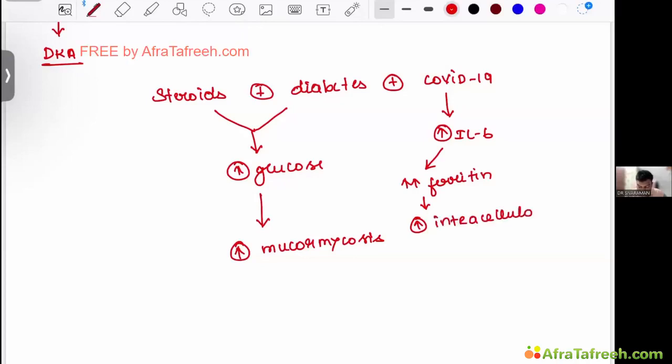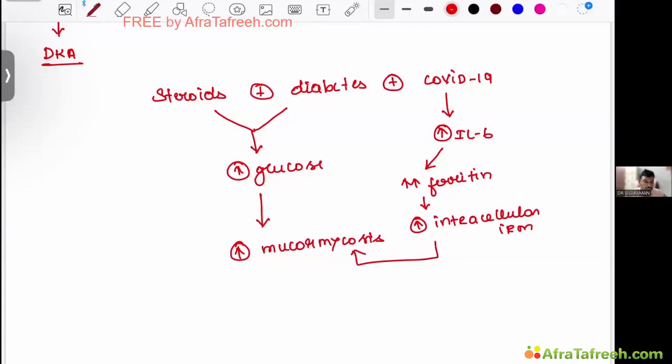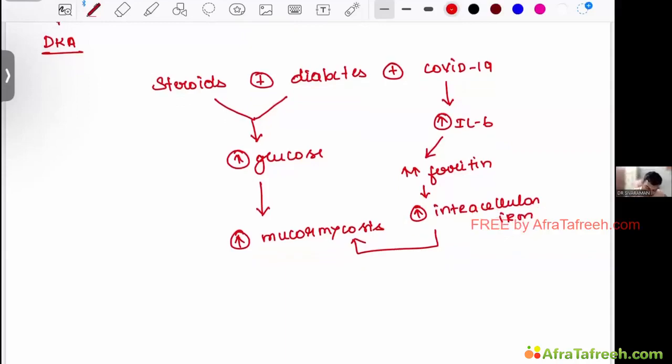Okay, and this intracellular iron can result in growth of the fungus, which is going to be mucormycosis. So any condition where there is an increase in the iron is going to result in this, and the risk increases whenever the patient is on deferoxamine.